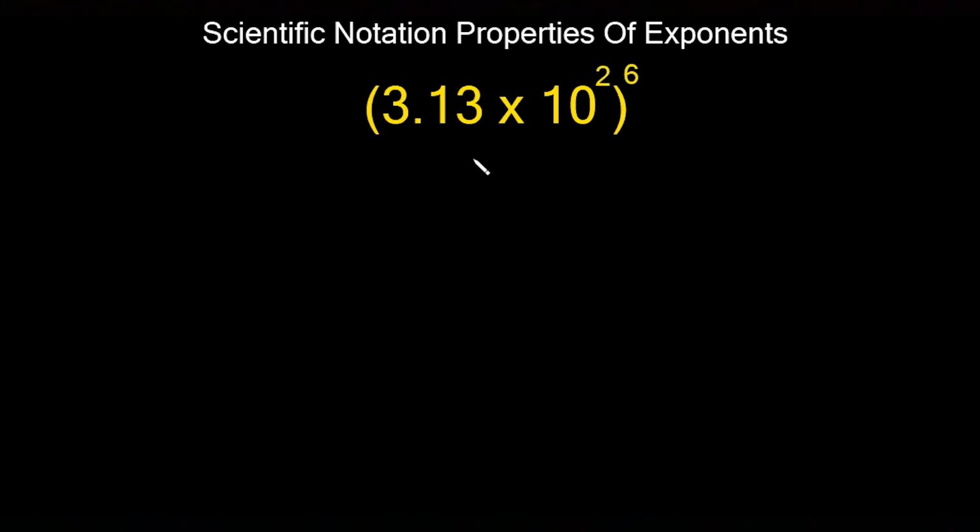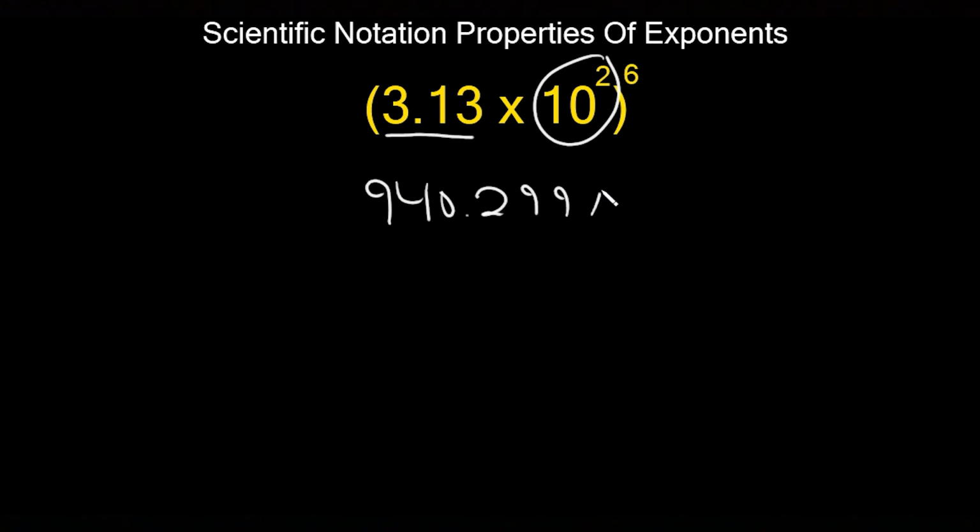So here's my next example. I have another power to a power. So first step, I'm going to take care of this right here. And then I'll take care of this right here. So I'm going to do 3.13 to the power of 6, okay? When you do that, you get 940.299. Then times 10 to the power of what? Well, 2 times 6 will give you 12.